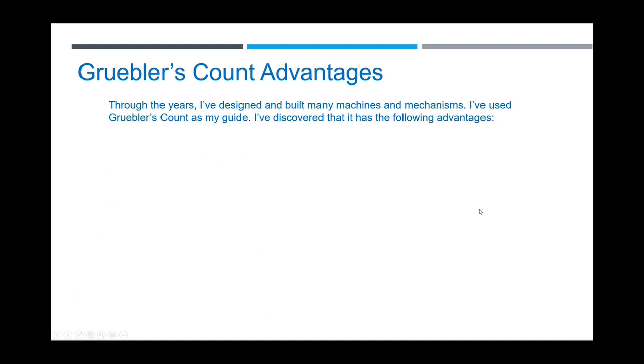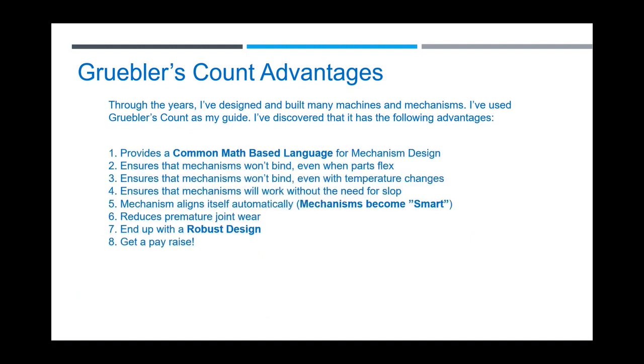So before I go on, I just want to show you the advantages of using Gruebler's count. Number one, it would be a common math-based language when you do mechanism design, and it would be worldwide, if you learn the Gruebler's language. Number two, it will ensure that your mechanism won't bind even when it flexes. You may have heard of the term multi-body dynamics or rigid body dynamics, and they usually think of Gruebler's count, but that's a misnomer.